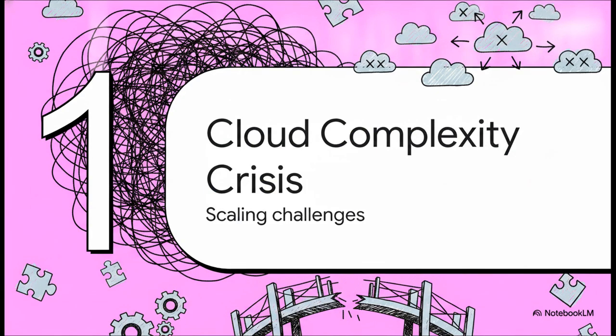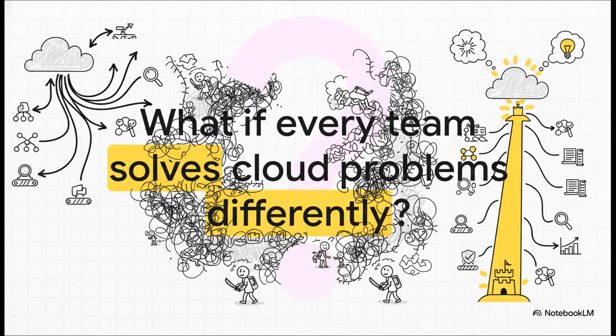Section 1. The Cloud Complexity Crisis and the Massive Challenges of Scaling. Okay, let's dive into this. Have you ever stopped to think about what happens when every single team in your organization solves the exact same cloud problems differently? I mean, think about the absolute bushwhacking your developers have to do. We're talking about spinning up infrastructure, figuring out networking, building CI/CD pipelines from scratch, integrating observability. Without organizational standards, every dev team basically acts like an independent startup. They end up creating these highly unique, totally bespoke solutions for the exact same foundational plumbing.